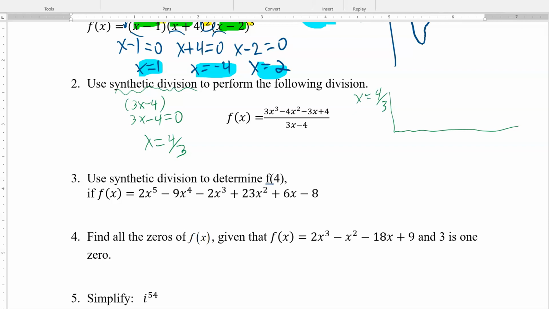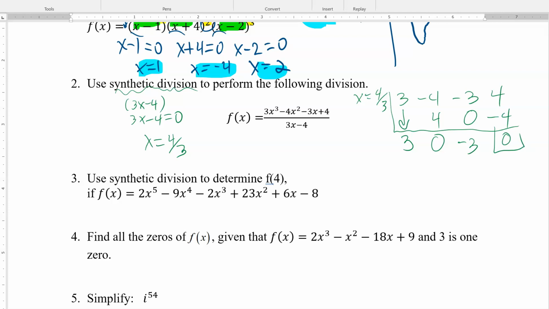So we take our coefficients, 3, negative 4, negative 3, positive 4, and we go down, and we go up. 3 times 4 thirds is 4. Down has to make 0. 0 times 4 thirds, 0. Down makes negative 3. Multiplying up makes negative 4. Zeroed out. This factored completely, right?